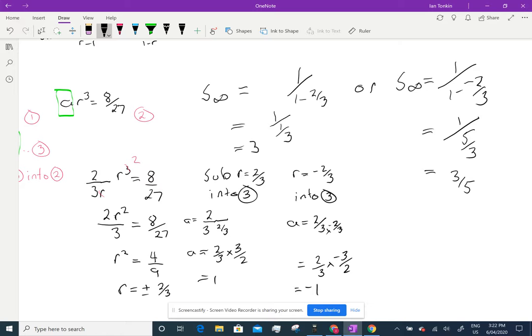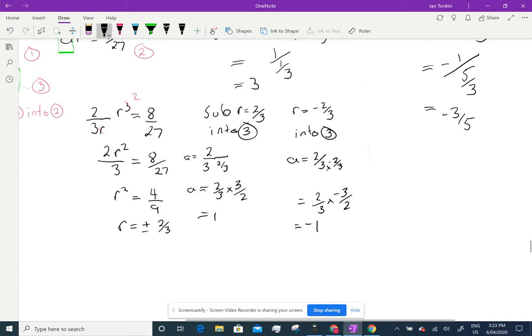So, why is that negative? It's meant to be negative 3/5. Oh, A is negative 1. That's why. There we go.